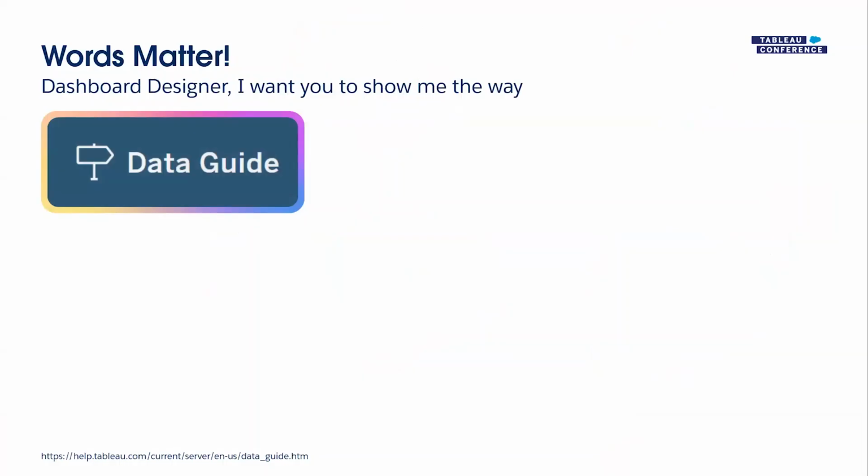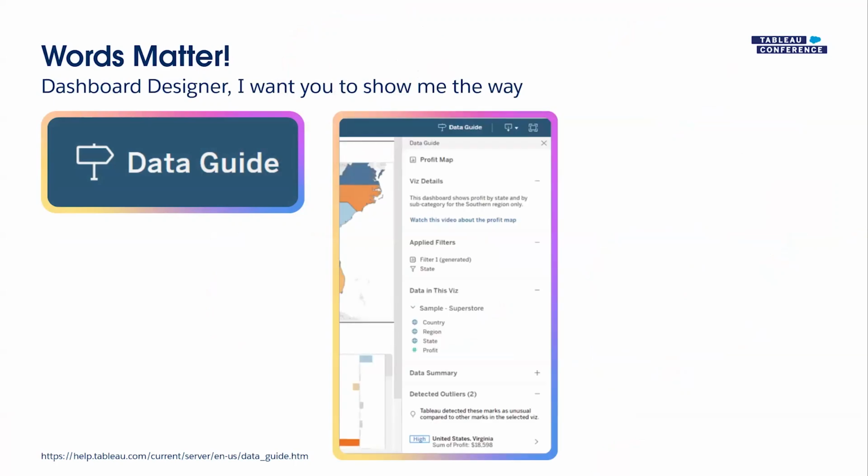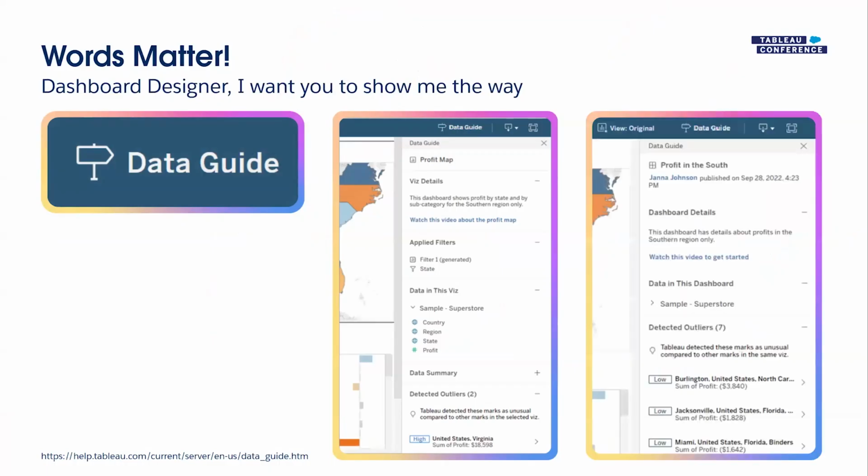So in Tableau Server and Tableau Cloud, there's a button in the top right that looks like a signpost. It is the data guide. So if you click on it and you have a viz selected, the top portion includes details about the viz, including a description and any optional links to resources like videos or wiki pages or your company's knowledge base or document repository. If you don't have a viz selected, it shows a description of the dashboard as a whole. And again, all of this text in the links, all of it is customizable.